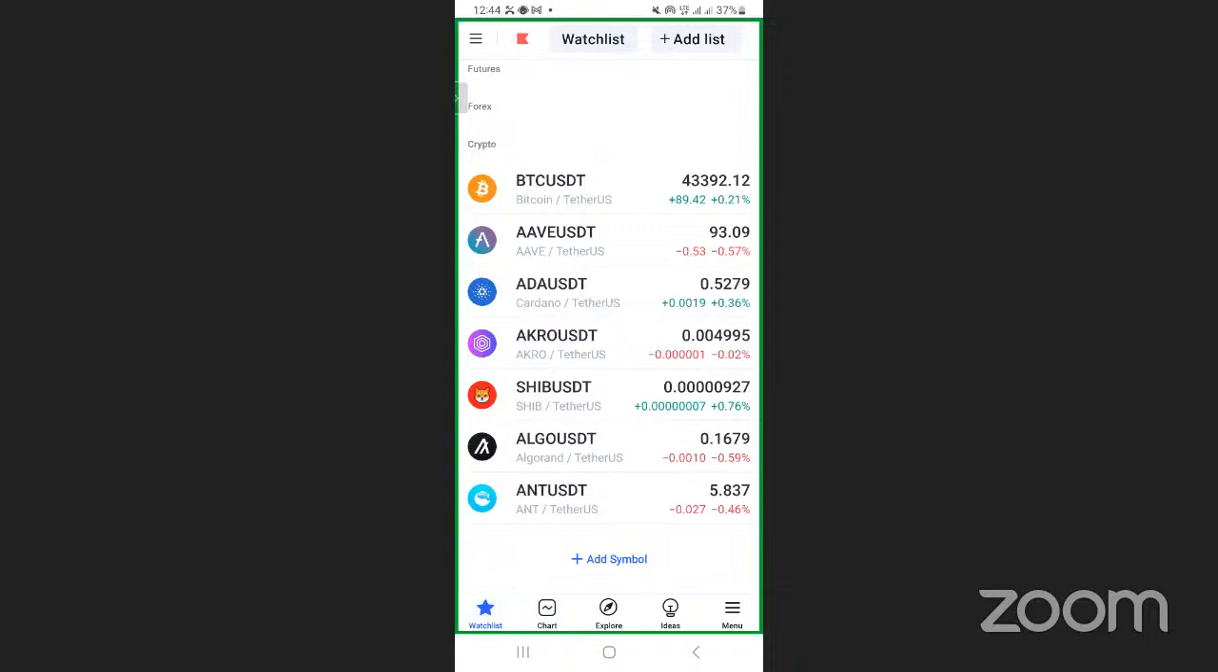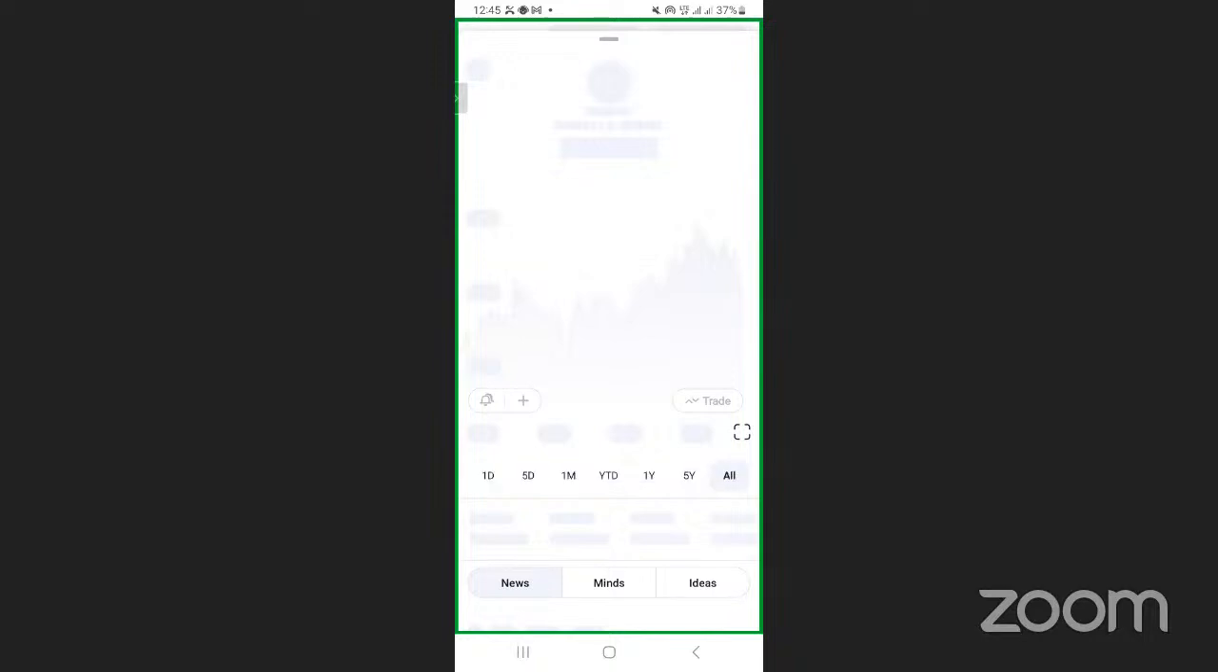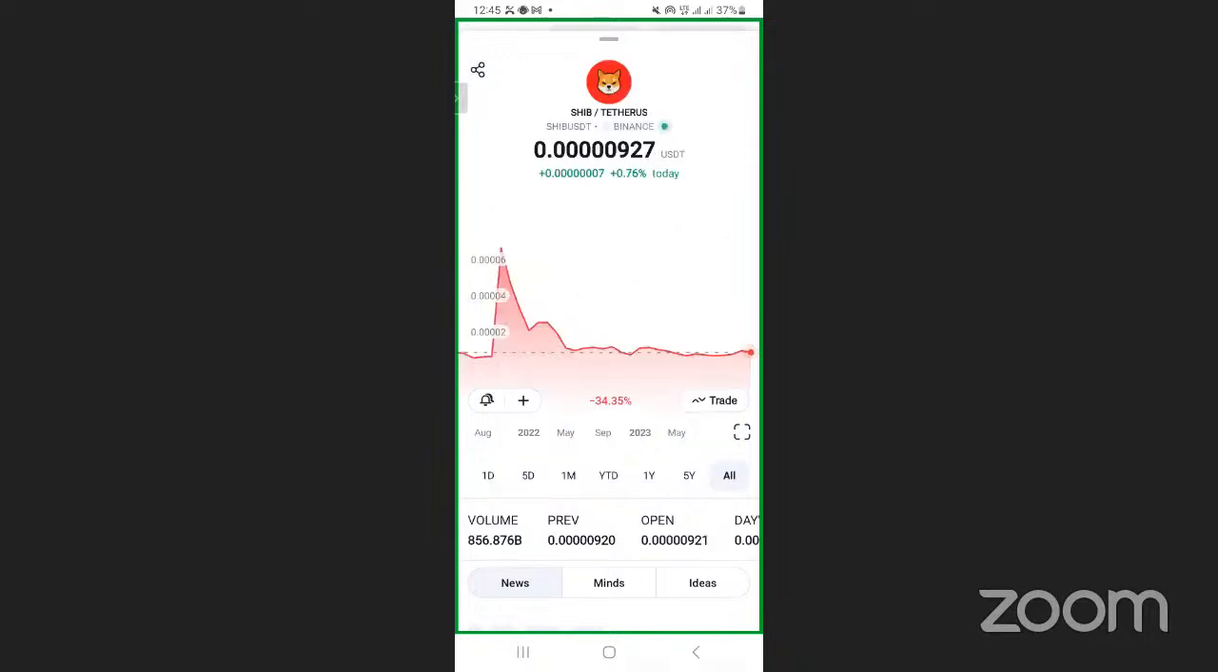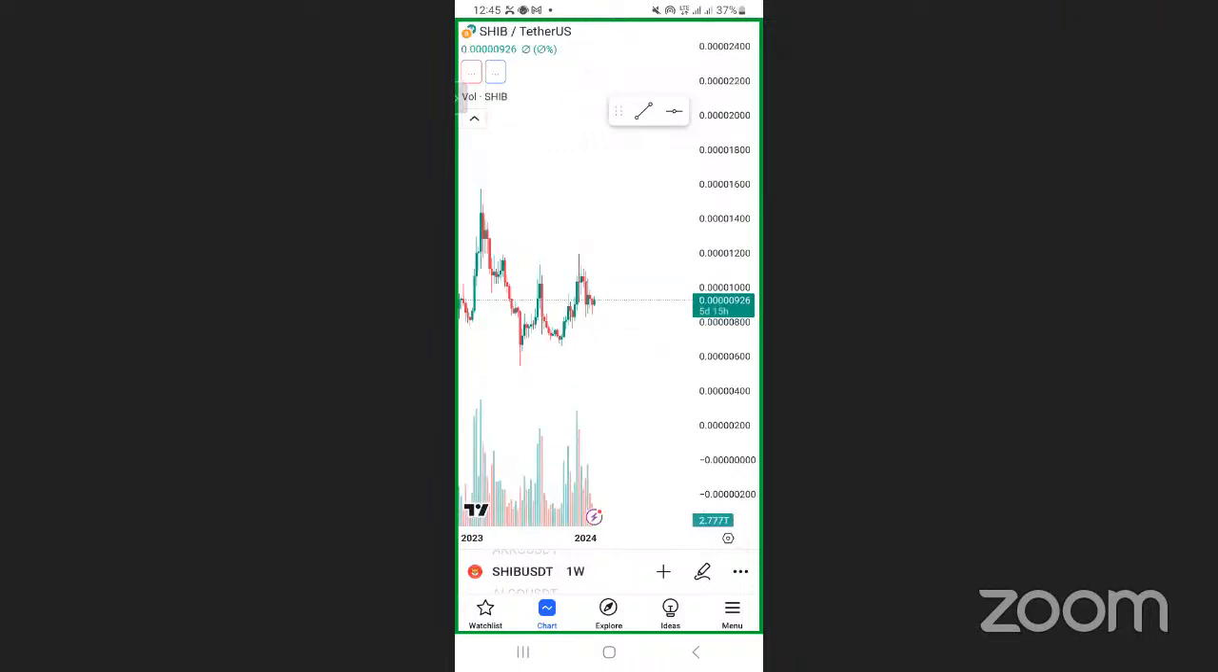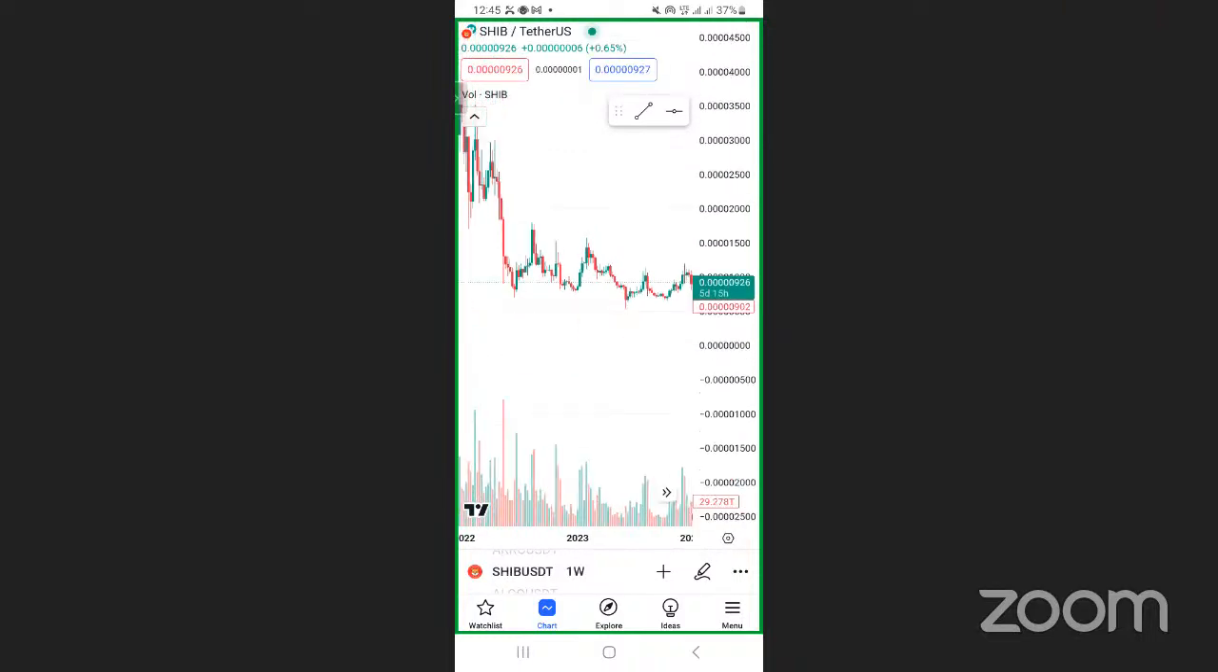Let me use another example. Let me see which other coin I can watch. Let me see what's happening with SHIB. I want to see the chart of SHIB. Okay. This is the chart of SHIB.